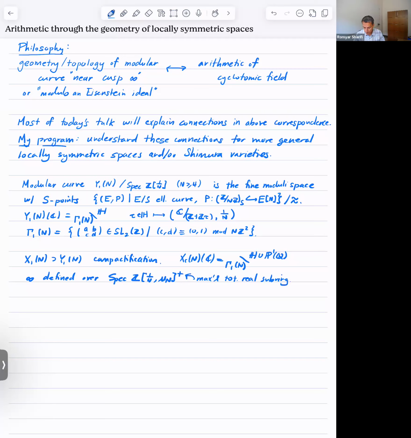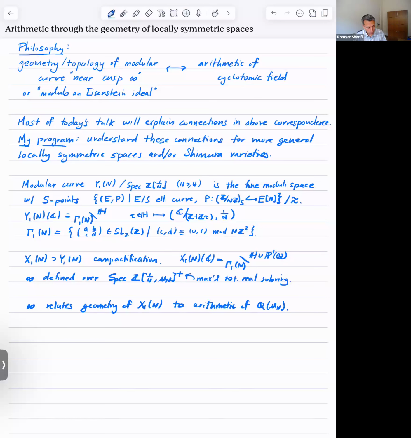So in other words, infinity is a map from Spec of this ring to X1(N). The key point about infinity is that already here we have a cyclotomic field, or a cyclotomic integer ring, appearing. The point I want to make is that, in the above sense, it relates the geometry of X1(N) or Y1(N) to the arithmetic of Q(mu_N). We'll see more about how that goes shortly.